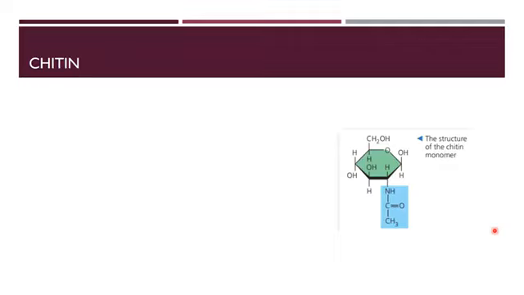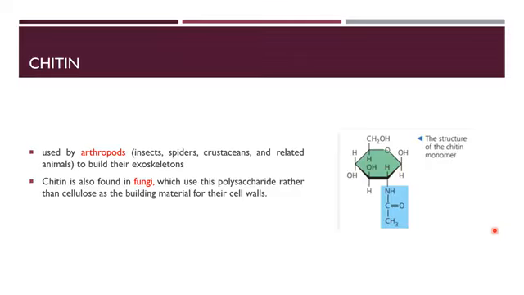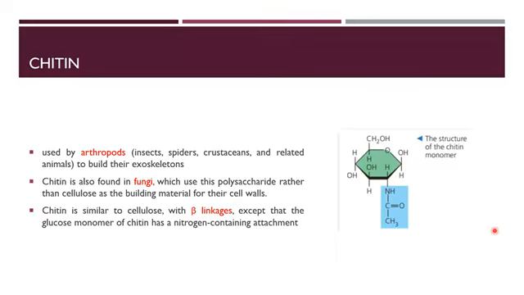Now, the last type is chitin. Okay, so chitin is used by the arthropods, the insects specifically, because they have an exoskeleton. So chitin is actually part of their exoskeleton, and fungi have chitin in their cell walls. Chitin is similar to cellulose with beta linkages, except that the glucose monomer of chitin has a nitrogen containing attachment, as you can see here. Its structure is exactly like cellulose with beta 1,4 linkage, but one thing is that a nitrogen containing attachment is present in chitin, with the glucose rings.